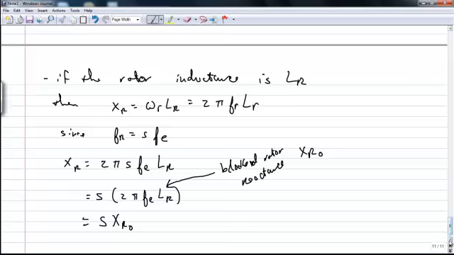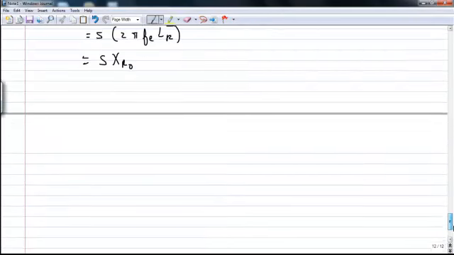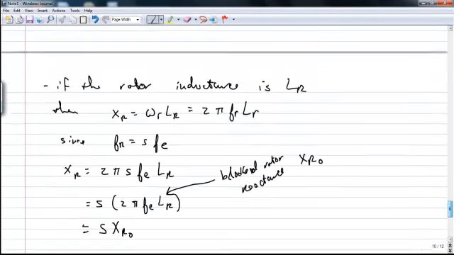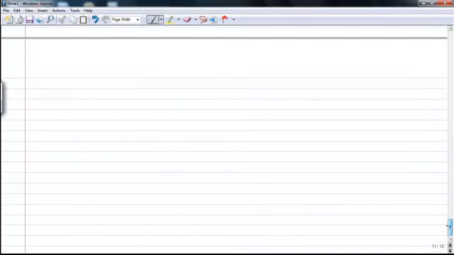So now we can go back and solve the equivalent circuit. We want to write an expression for I sub r. Let's just look at the circuit again real quick. The circuit's up here. We're going to write an expression for I sub r. This is a simple series circuit, so we want to write an expression for the current.